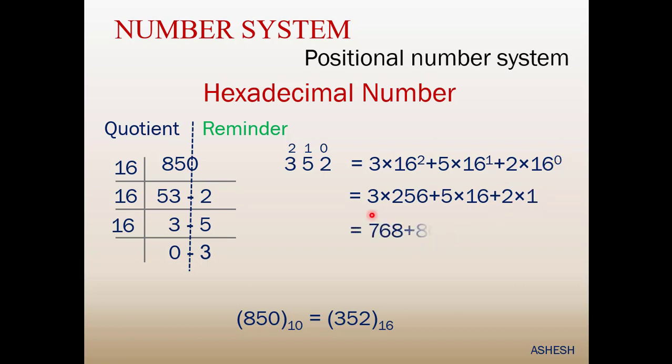Now 256 into 3 equals 768, 5 into 16 equals 80, plus 2 into 1 equals 2. So 768 plus 80 plus 2 equals 850. Okay, next one.